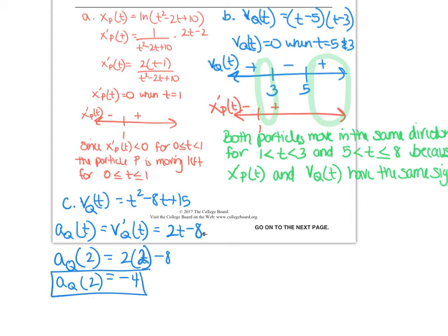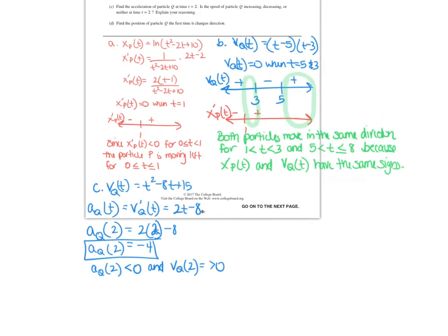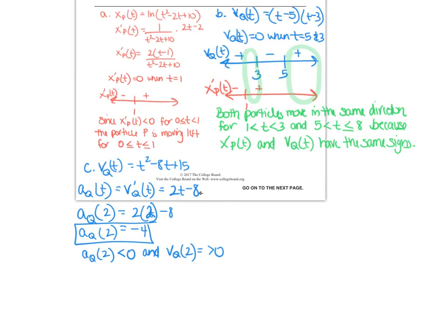And then we have to decide whether it's increasing, decreasing, or neither. So what we know is that the acceleration at time equals 2 is negative. And the velocity at time equals 2, so you can even go back up and look at your number line, at 2 is positive. So since they are opposite signs, the particle is slowing down.